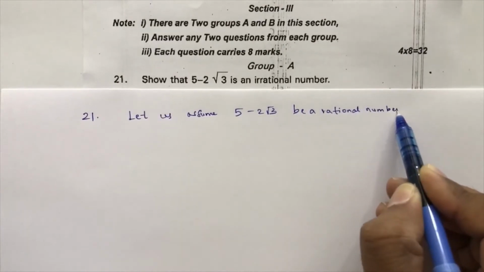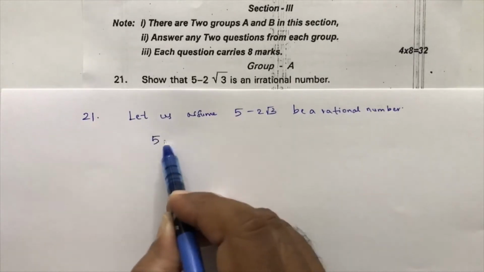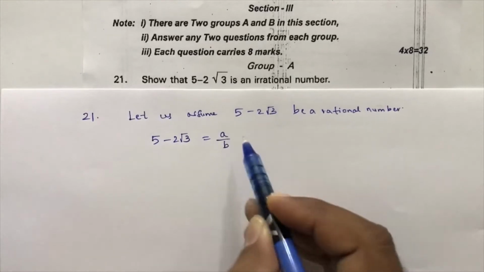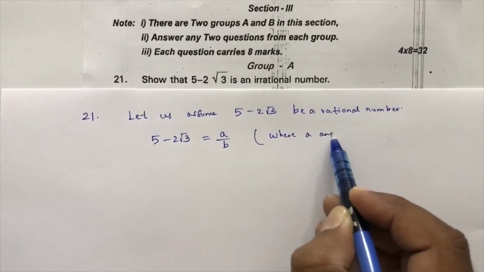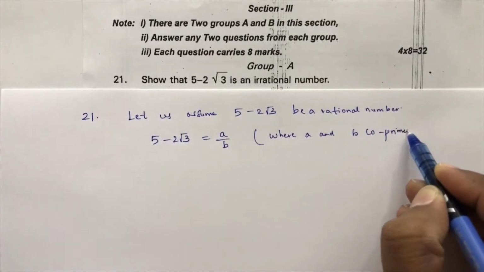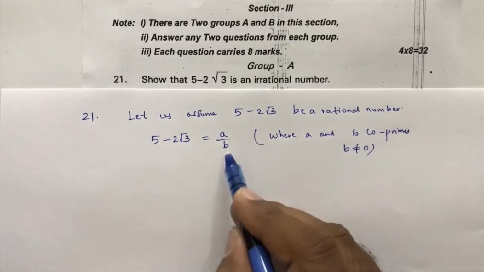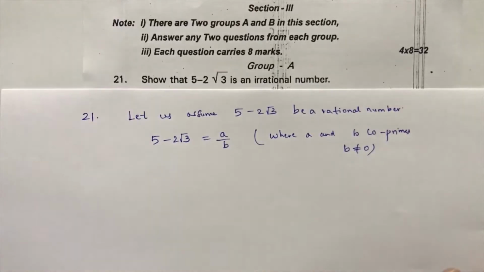When it is a rational number, we can write it in the form p by q. So here I'll consider 5 minus 2 root 3 equals a by b, where a and b are co-primes, and you can mention that b is not equal to 0, because if b is 0, this will become undefined.